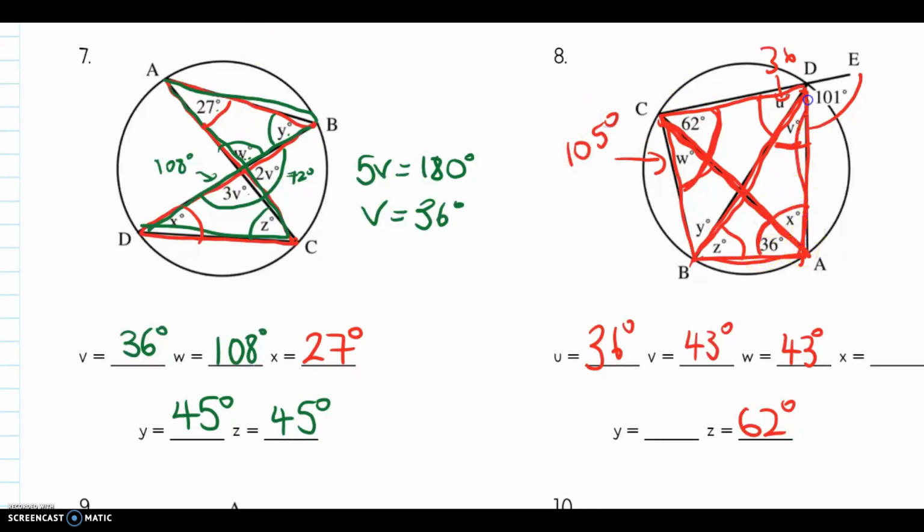This is a cyclic quadrilateral, so opposite angles add up to 180. So these two will add up to the same. So if that's 105, take away from 180, these two must add up to 75. So 75 take away 36, x must be 39. And then going between D and E, or D and C, sorry, that's x. So x and y have to be the same, so y is also 39 degrees.